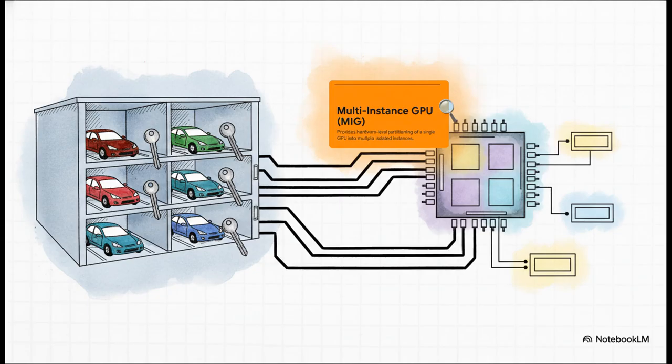Why? Because it's not just clever software tricks like time slicing, it literally partitions the GPU at the hardware level, creating what are essentially smaller, fully independent GPUs. And the analogy here is great, a corporate garage with a whole fleet of cars. You're not all piling onto one shuttle bus. Each person gets their own dedicated smaller vehicle. You get your own key.